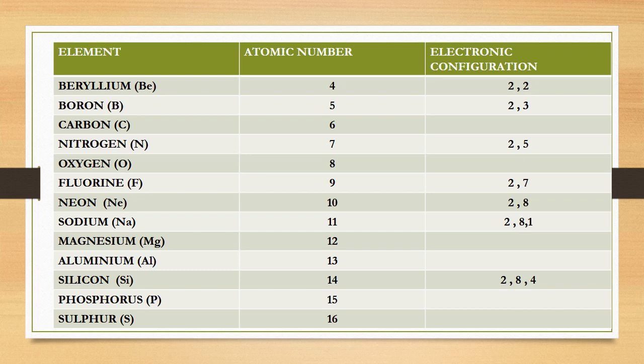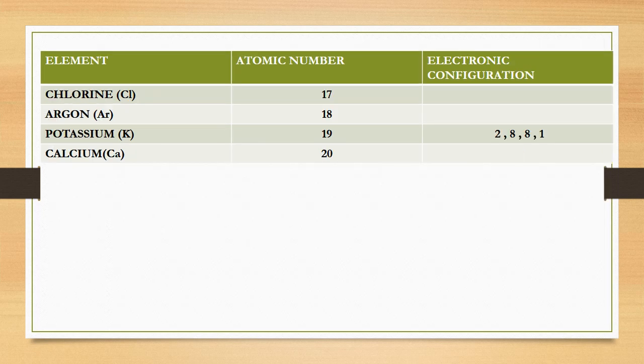So 2 electrons are present in the K cell of sodium, 8 are present in the L, and then 1 electron is present in the M, isn't it? K cell has 2, L has 8, M has 1. That means sodium has how many cells? It has 3 cells, isn't it? Likewise, you have to try for the remaining ones.